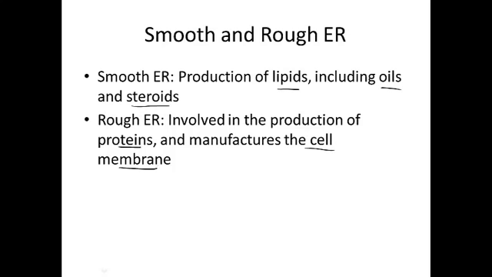So you might want to think about where these two types of ER might be distributed in the body. So for example, if there's a part of the body that makes a lot of steroid hormone like testosterone, you would expect to see more smooth ER in those cells. If it's a part of the body that makes lots of protein, you might expect to see more rough ER.